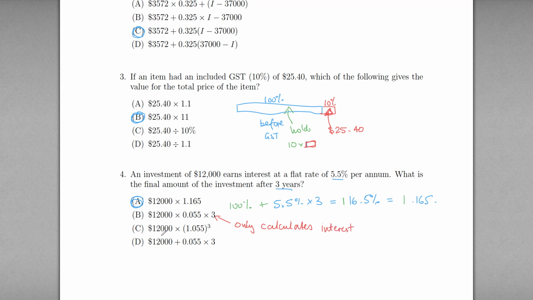And what's wrong with part C? Well, this is a compound interest style thing, okay? So that's what's wrong with this one. This one's got the wrong type of interest, okay? We're saying flat rate, which means simple interest. This one's doing compound, okay? And D is just nonsense, so don't worry about that. Okay, so the idea here is that 5.5% for 3 years means a 16.5% increase, which means multiplying by 1.165, okay, as we've done previously.